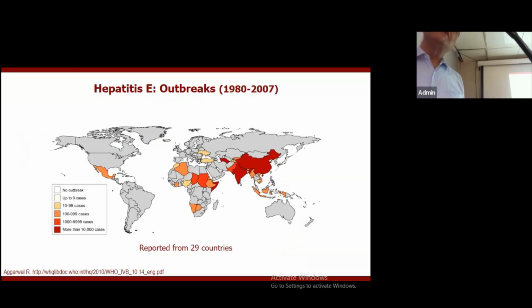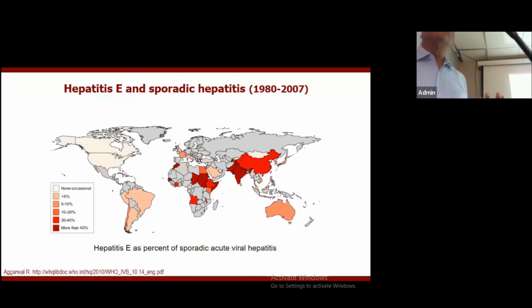So this is a somewhat old slide, but this is somewhere where I was involved. We tried to look at the epidemiology of hepatitis E for the global burden of disease study. And this slide shows the parts of the world where, over a 27 or 28-year period from 1980 to 2007, there had been outbreaks of hepatitis E. And the depth of redness shows the size of the outbreak, and you can see outbreaks were seen in most of the tropical countries, and gray areas are those where there are no reports. So there could either be no disease, no outbreaks there, or those have not been reported. And so it causes outbreaks.